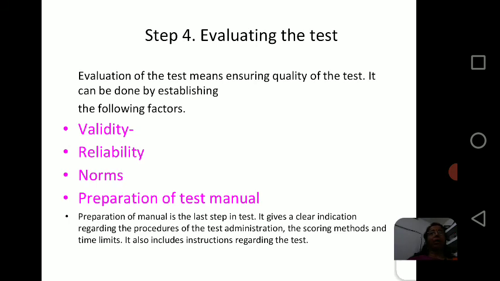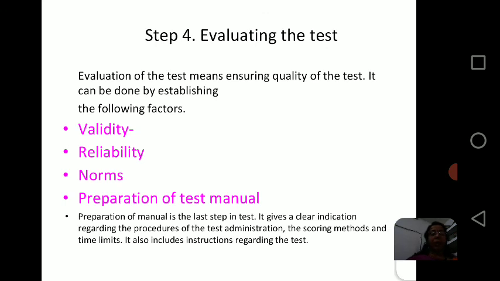Grade norm, age norm, percentile norm, these are the norms, and these norms are depicted in the standardized test, so that any teacher who administers the standardized test can interpret his or her students. And the last procedure is preparation of the test manual. Preparation of the manual is the last step in test construction. It gives a clear indication regarding the procedure of test administration, the scoring methods and time limits. It also includes instructions regarding the test.